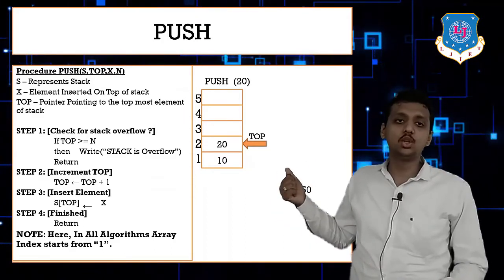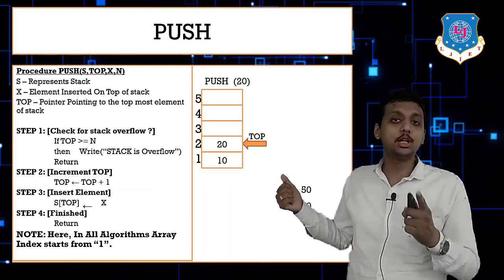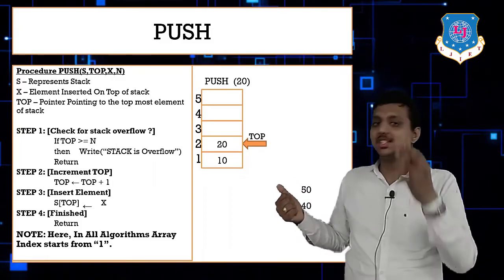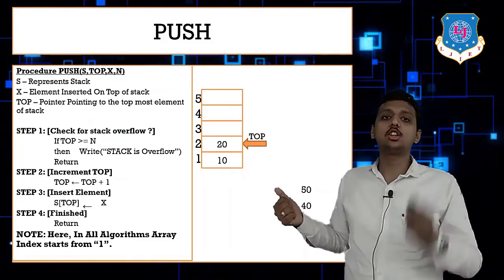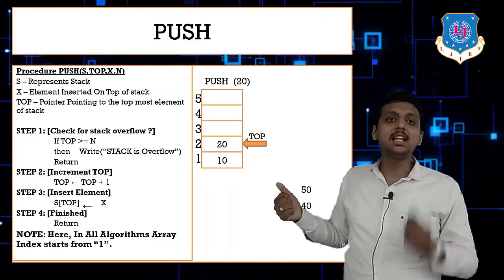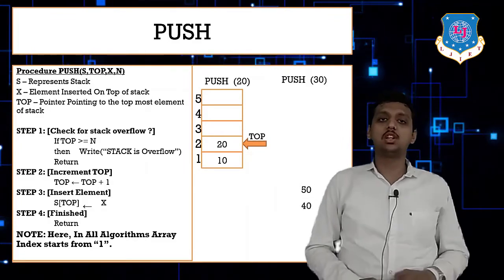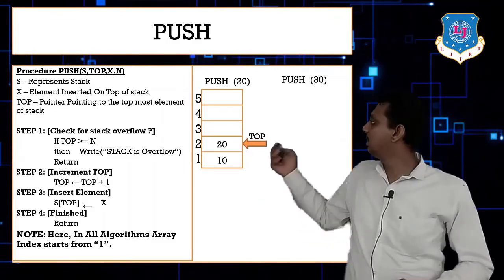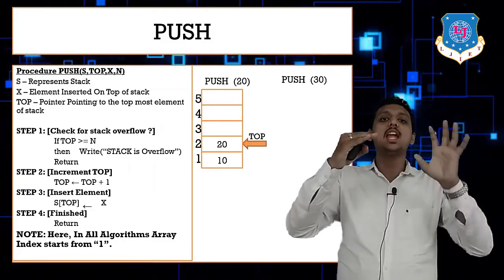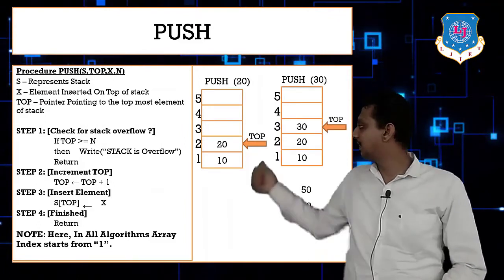So what do we need to do? Move towards step number 2. You just need to increment your top pointer. So my top pointer value becomes 2 plus 1, that means 3. Fine, so our top pointer is 3. Now the top pointer is incremented, and then you need to insert the value, that is 30. So s of top is equal to x. So here we have push 30, where first the top pointer is incremented from 2 to 3, and then 30 is inserted over there. S of 3 is equal to 30. So it goes like this.